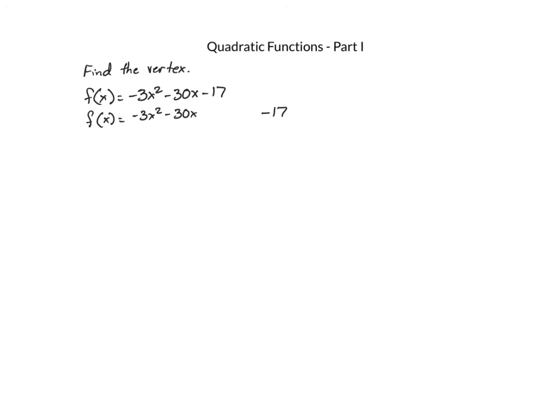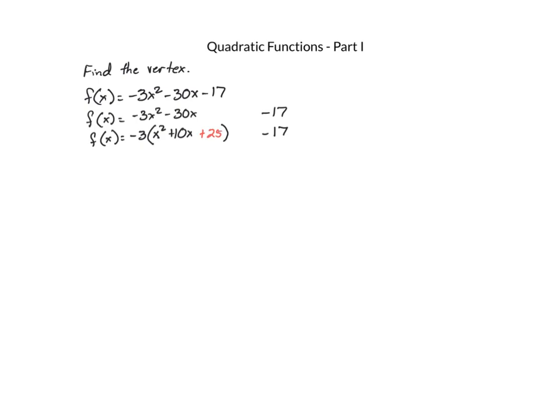Since our coefficient of x squared isn't 1, we're going to factor out that coefficient. So we will factor out -3. F of x equals -3 times the quantity x squared plus 10x. Close those parentheses, and we still have the minus 17 sitting out there. Take half of 10, that's 5. 5 squared is 25, so we're going to add 25.